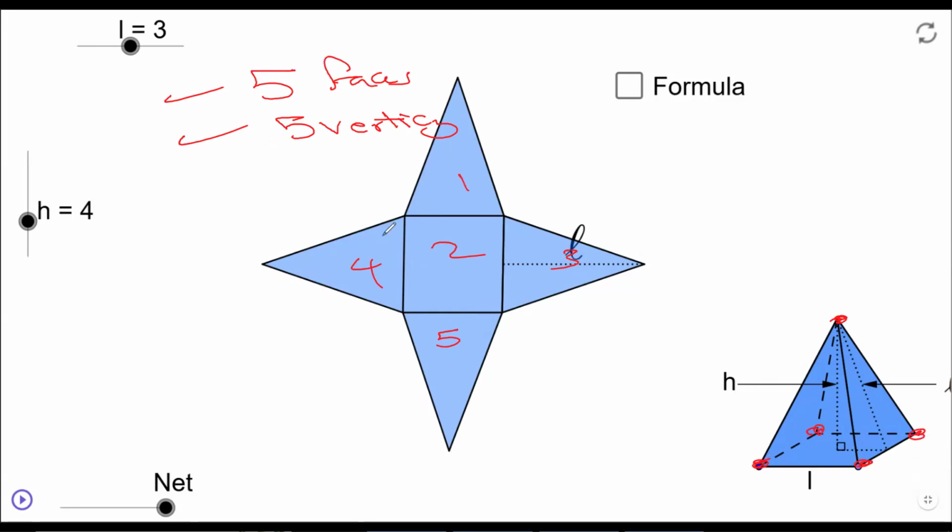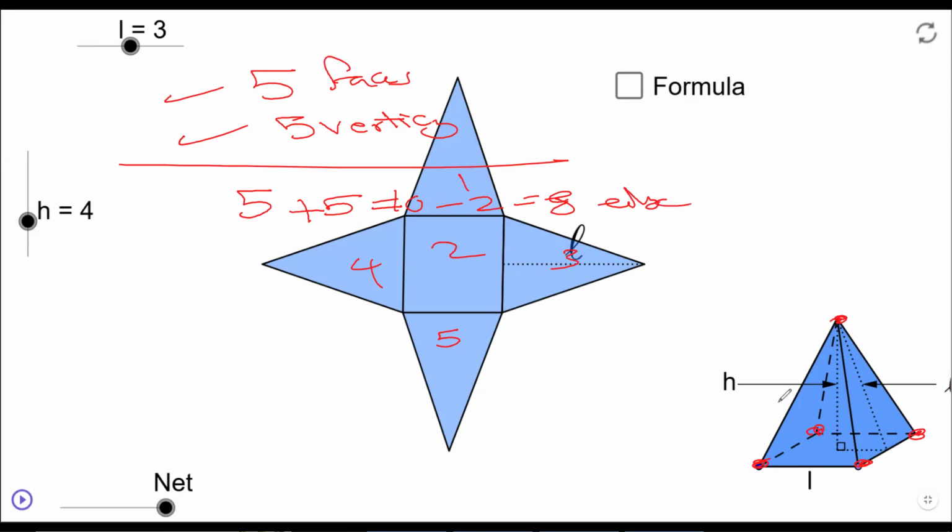How many edges? You can't count the edges from the net, so you can use the rule. You add the number of faces plus the number of vertices, minus 2. 5 plus 5 gives you 10. Minus 2 gives you 8 edges. Or you can count with me: 1, 2, 3, 4, 5, 6, 7, 8. This shape is called a square-based pyramid.